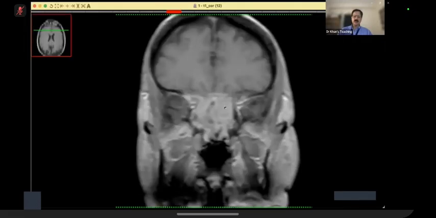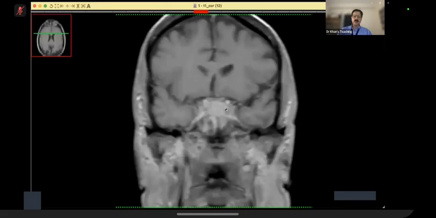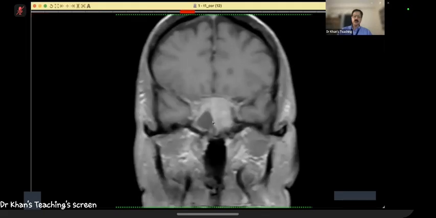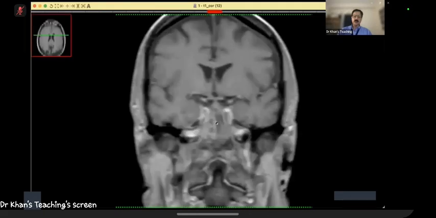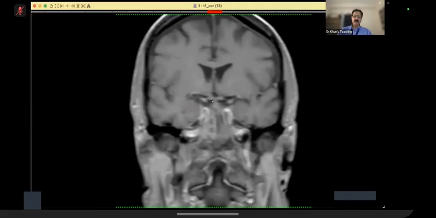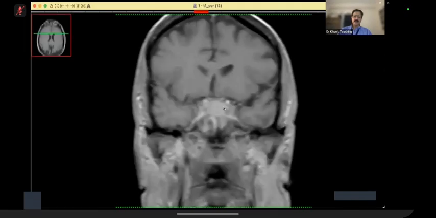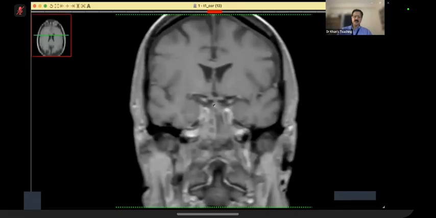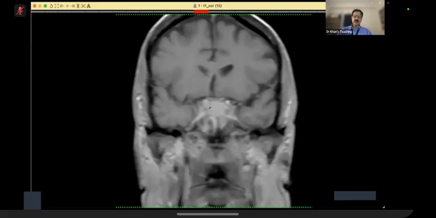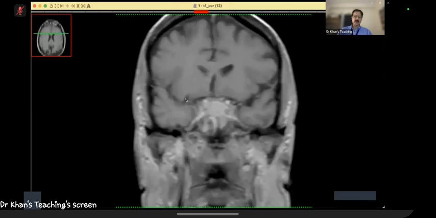So this is the orbital apex. We are going posteriorly. This is that trapped fluid which I was talking about. We are going, and here, this is the optic chiasma. And when I come just one slice anteriorly, I can see the tumor here.